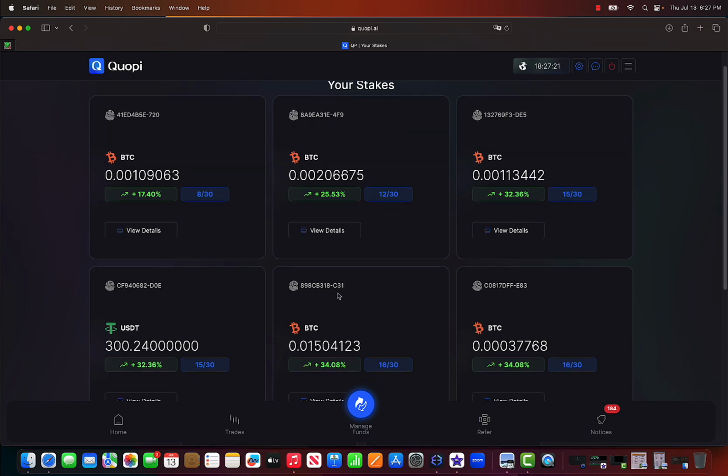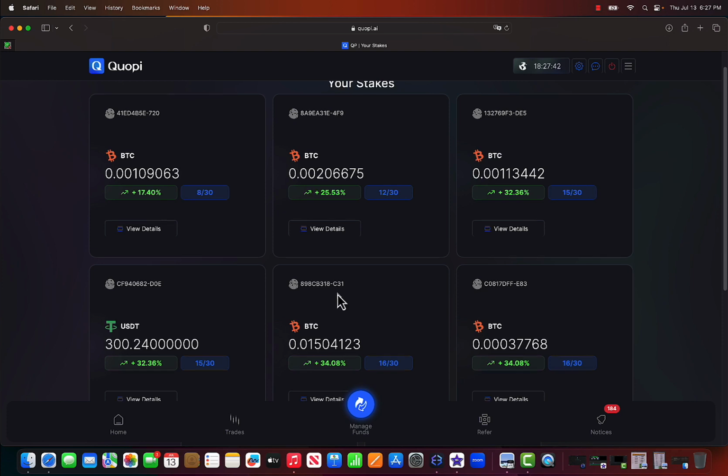We have an 8 day, a 12 day, and a 15 day period of staking out of 30 days. The one on the far left has achieved 17.40. The one in the middle has achieved a 25.53. And the one on the far right has achieved a 32.36. Now let's scroll to the bottom.